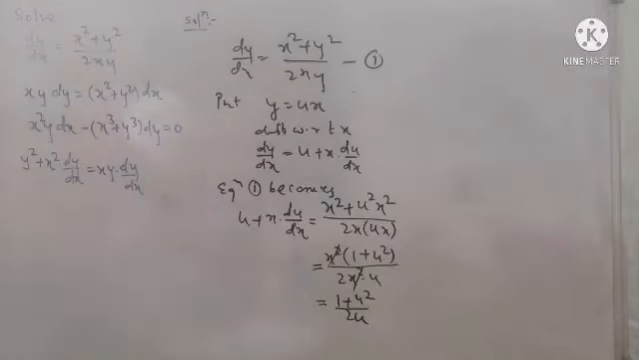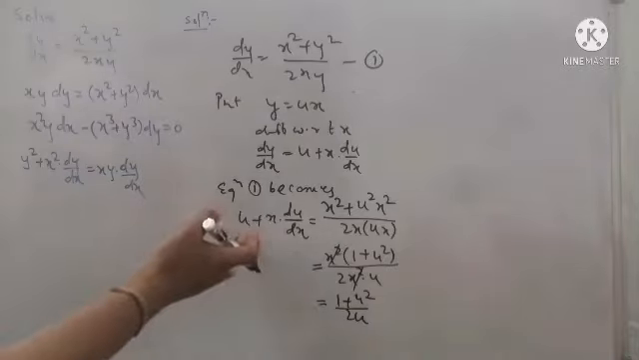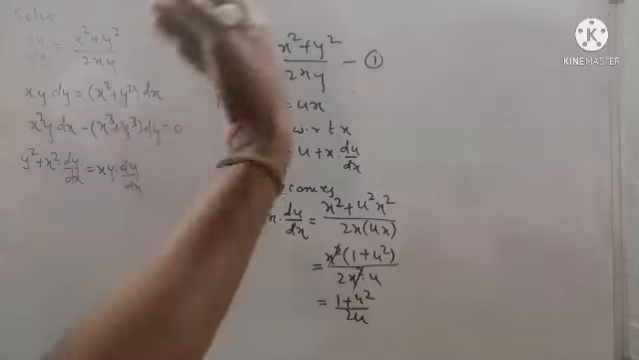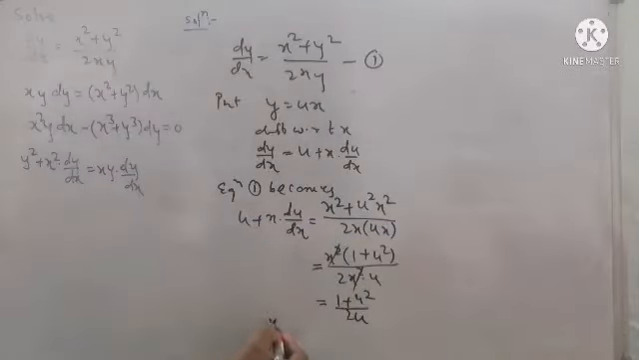Now we have to solve this differential equation. We reduce this into variable separable form. As you can observe, the term of u is on the left hand side, so we take it to the right hand side, and on the left hand side we remain with x into du by dx. On the right hand side, 1 plus u square divided by 2u is subtracted with u.